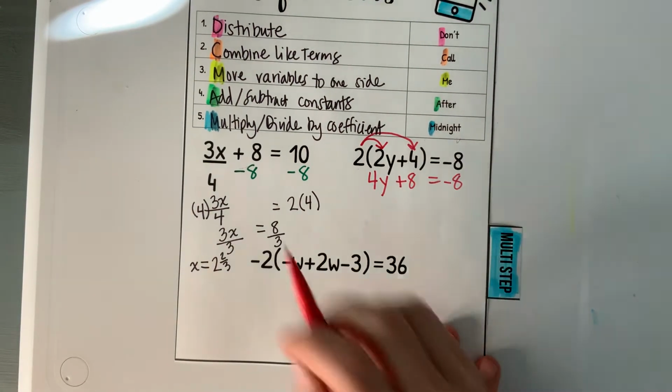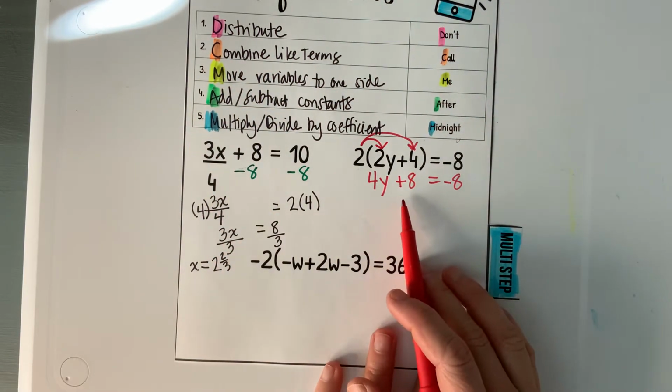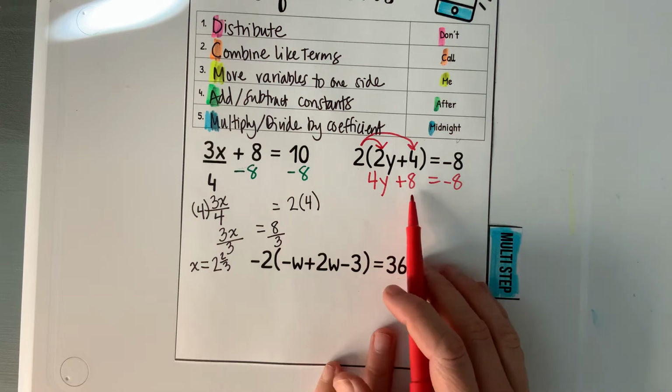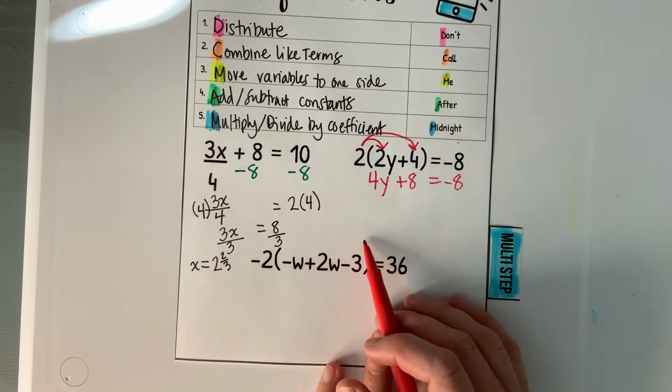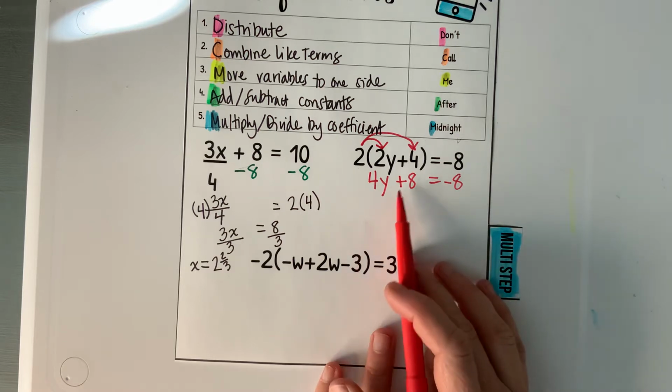All right, next thing I'm going to do is combine like terms. Doesn't look like I have a series of numbers on one side or a whole bunch of different variable terms, so I think everything's already combined. Move variables to one side.